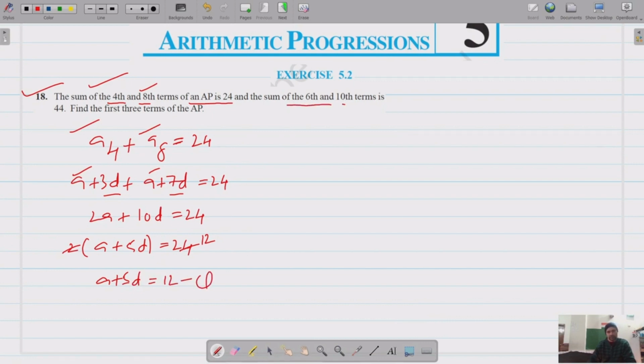And the next information in the question says that the sum of the 6th term, that is A6, and the 10th term, that is A10, is 44. So A6 is A plus 5D.